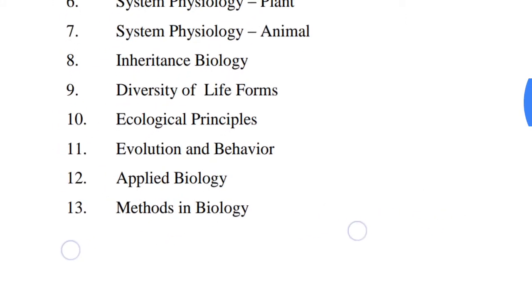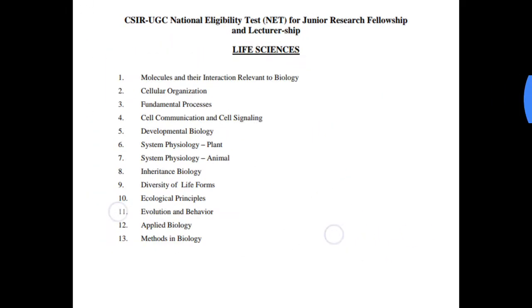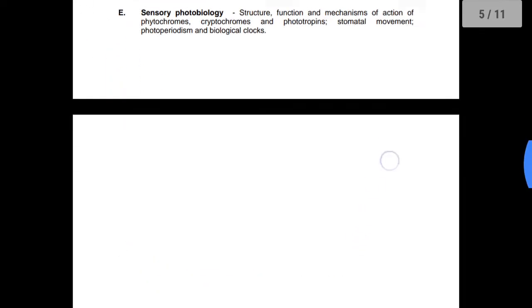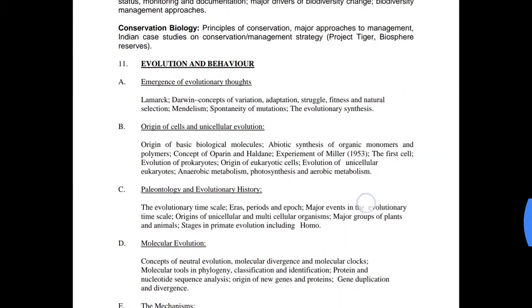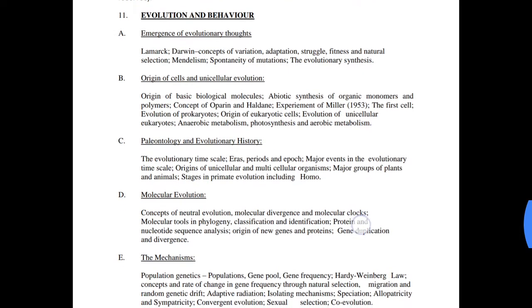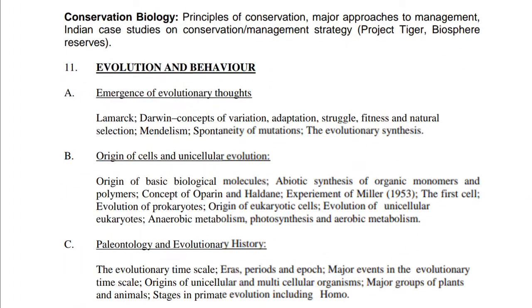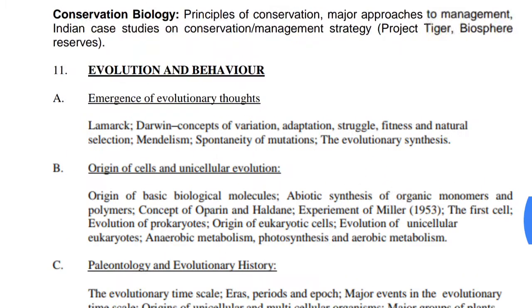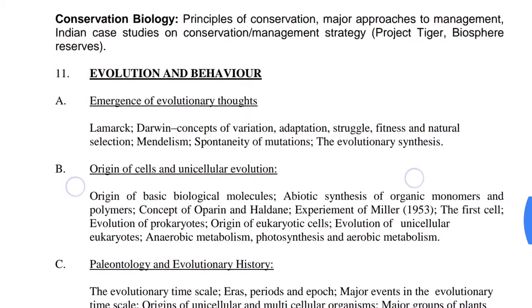In this video I'm going to tell you how to go about the evolution and behavior section, that is section 11. Go to the syllabus. I have recommended the books for evolution and behavior. The best book for evolution and behavior is Strickberger, and there is no PDF available of this book, so you have to buy it, or if you can, Xerox it somewhere.